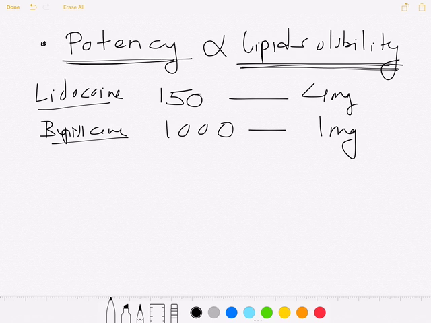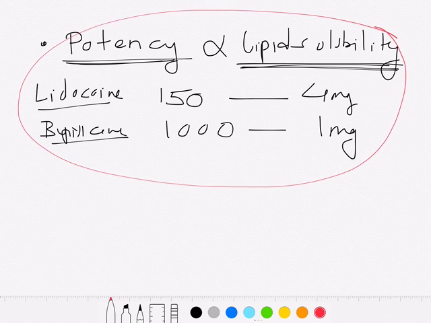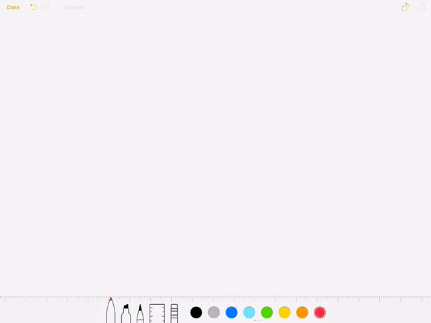Potency is lipid solubility. It can be twisted in a way that, okay, this drug is more lipid soluble, so what is an expected dose, or vice versa. Okay, do not forget this, because this is something always asked. And you know now why: more molecules are available to cross that lipid membrane.